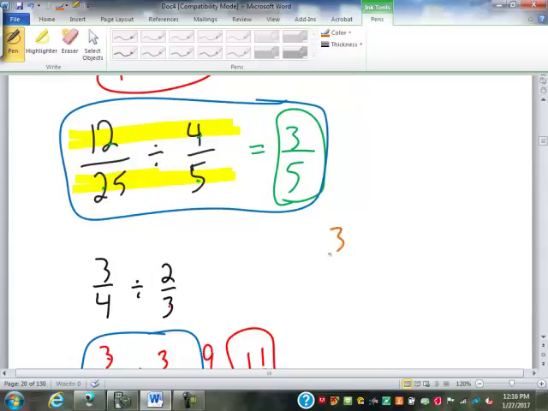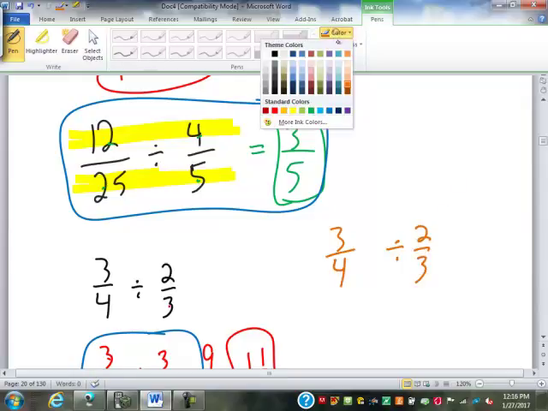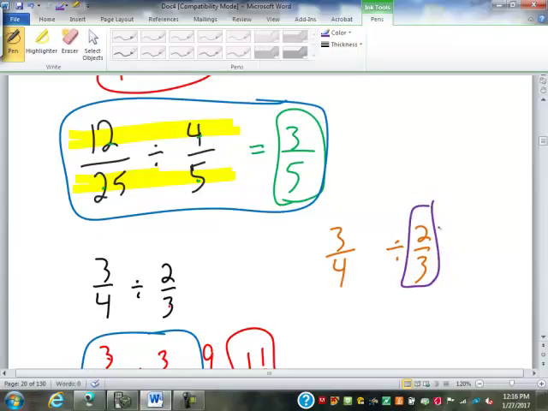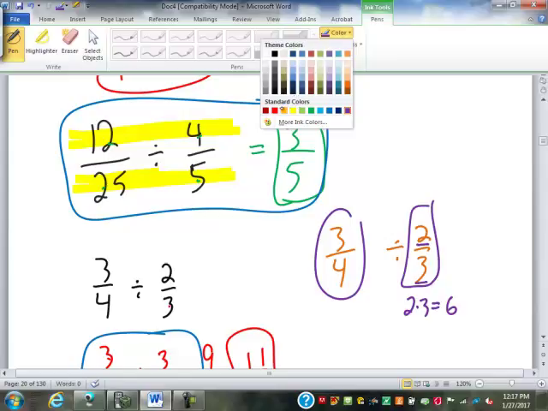Years ago, or once upon a time, if we had 3/4 divided by 2/3, what we would have done is look at the number we're dividing by. First thing we would have done is make sure it's reduced. Well, 2/3 is as reduced as it can get. So that's reduced. And then I'd take the numerator times the denominator. 2 times 3 is 6.